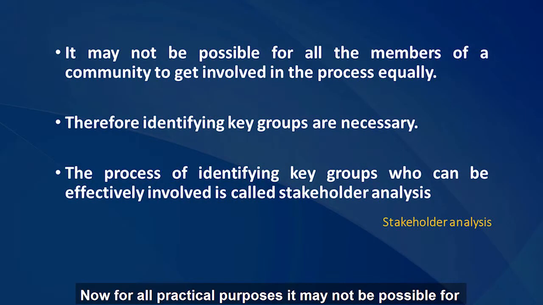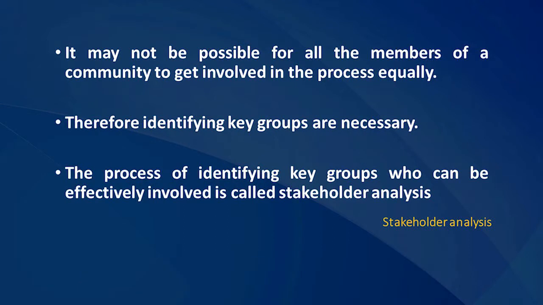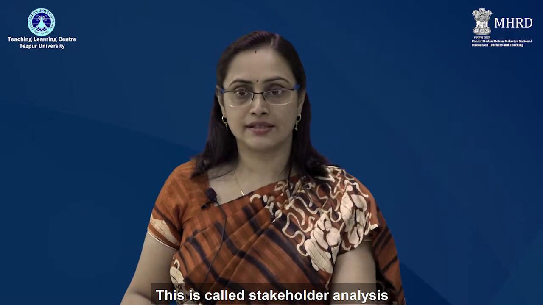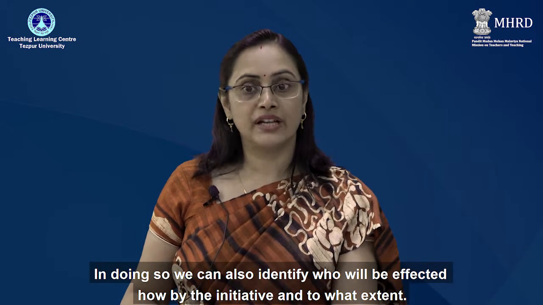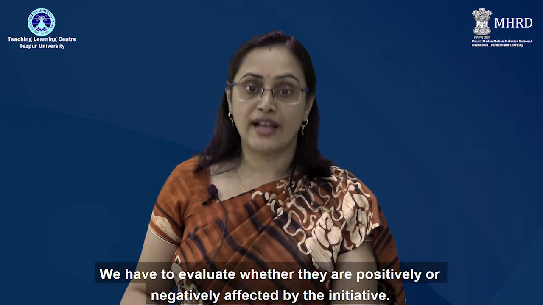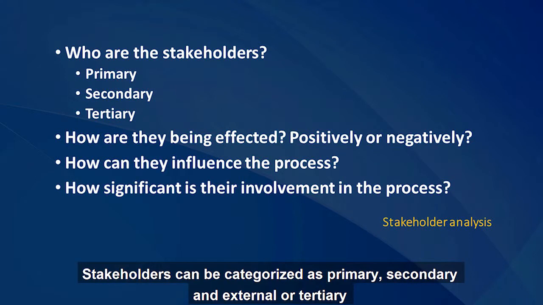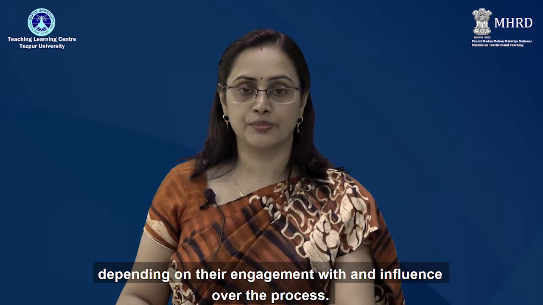Now, for all practical purposes, it may not be possible for each and every member of the community to take part or be involved in the process equally. In such cases, attempt can be made to identify key groups who can be effectively involved. This is called stakeholder analysis. In doing so, we can also identify who will be affected how by the initiative and to what extent. We have to evaluate whether they are positively or negatively affected by the initiative. Stakeholders can be categorized as primary, secondary, and external or tertiary, depending on their engagement with and influence over the process.